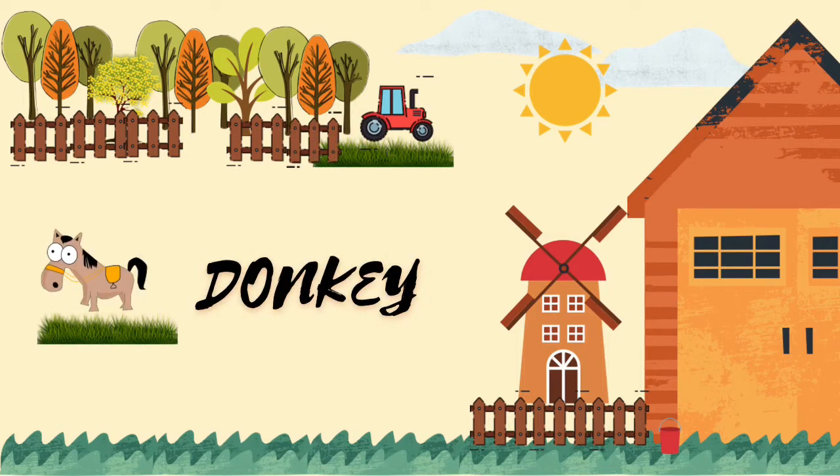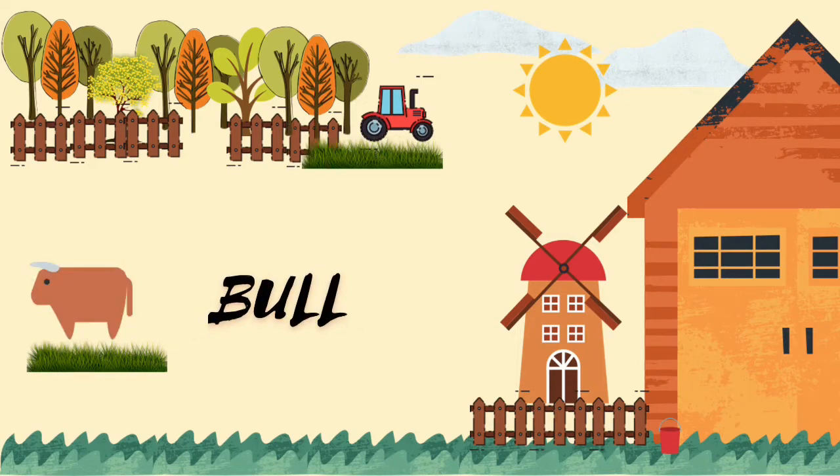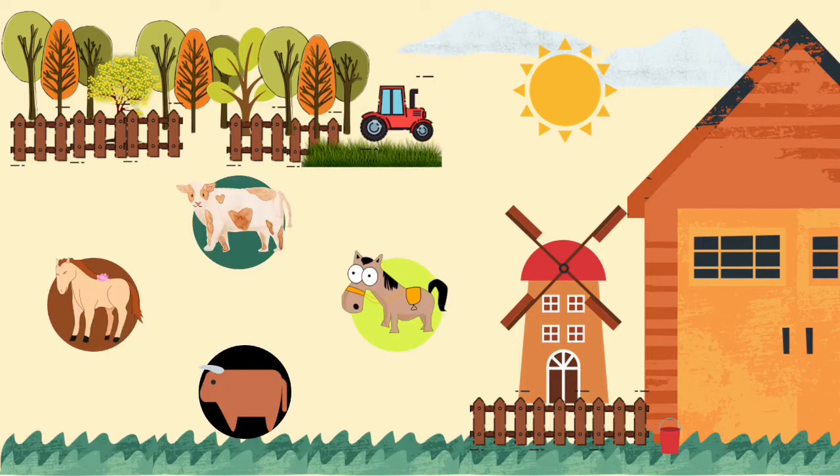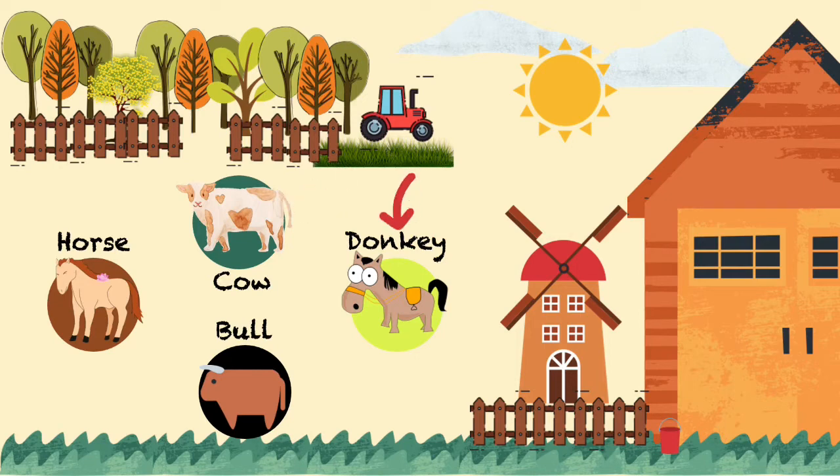Donkey. Donkey. Bull. Bull. Now, let's repeat. Horse. Cow. Donkey. Bull.